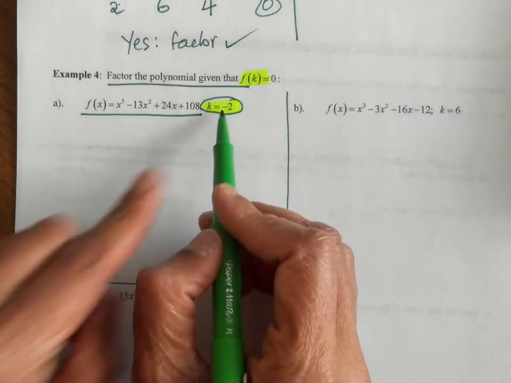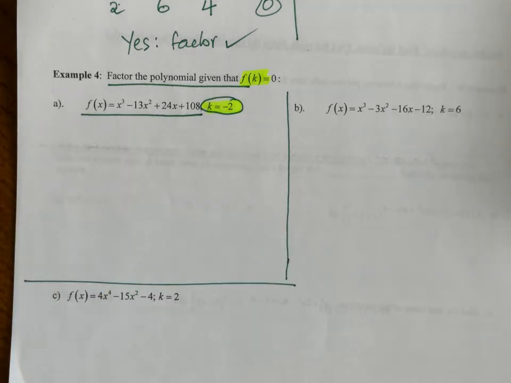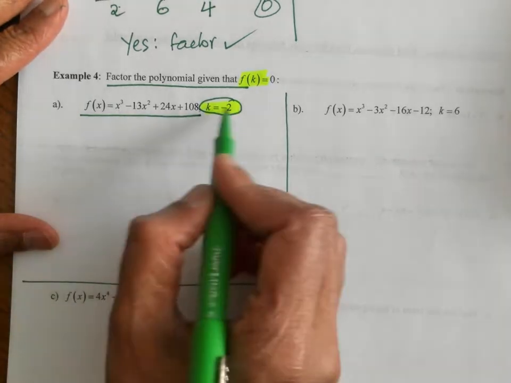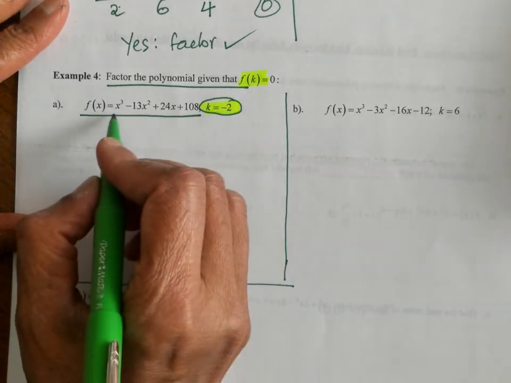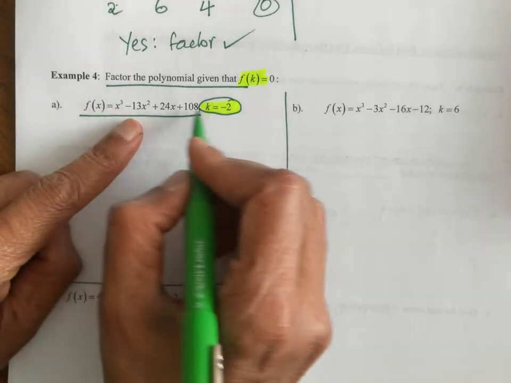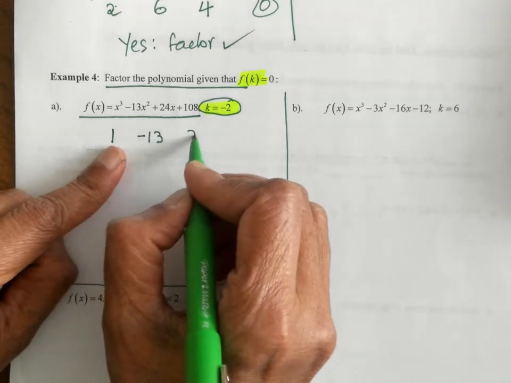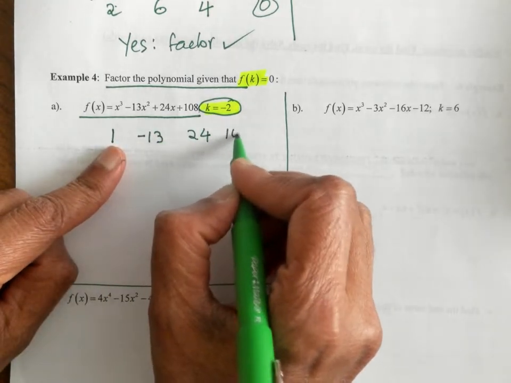You know one of your factors comes from -2. If I divide this by this, the remaining thing will give me the remaining factor. That's the whole concept. So let's go ahead and divide this by -2 and let's see what happens. I will again use synthetic division. Let's write down the coefficients: 1, -13, 24, 108.